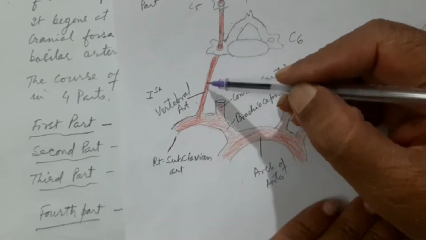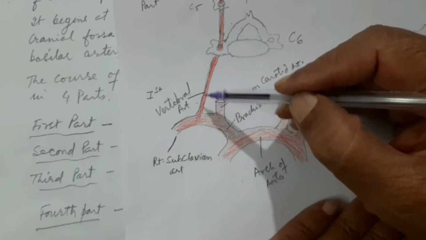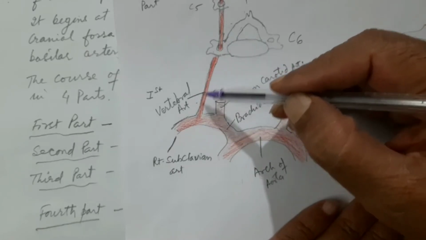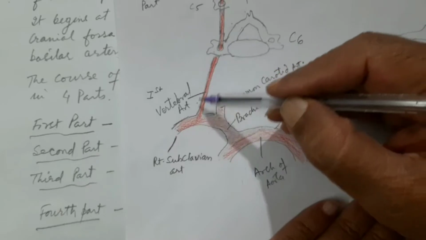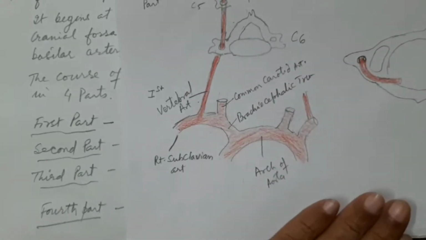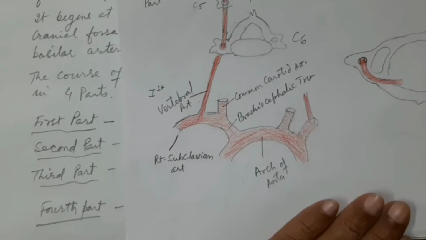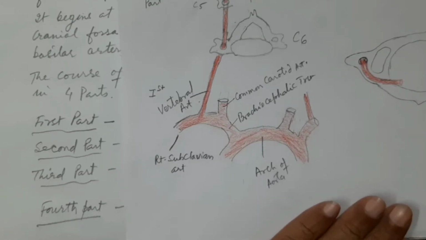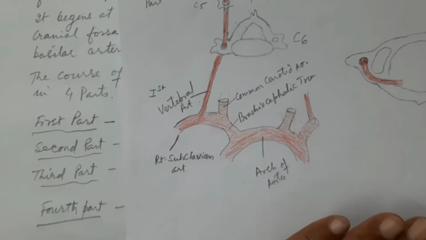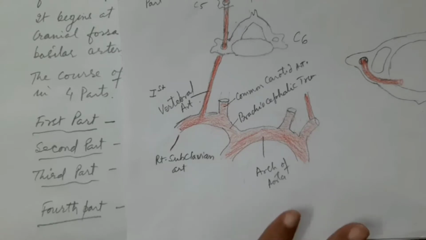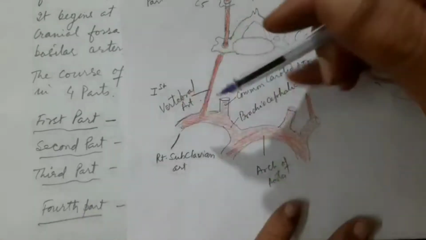At its origin, this artery lies between scalenus anterior and longus colli. Longus colli is medially placed and scalenus anterior is on the lateral side of this vertebral artery. So the first part lies between the two muscles: longus colli, which is just in front of the cervical part of the vertebral column, and laterally the scalenus anterior muscle. The gap between these two muscles is known as the triangle of the vertebral artery.